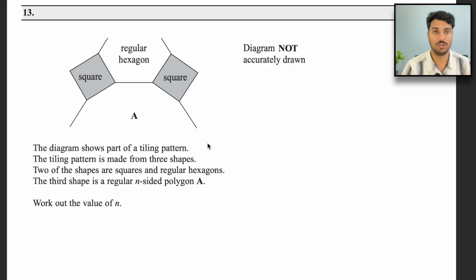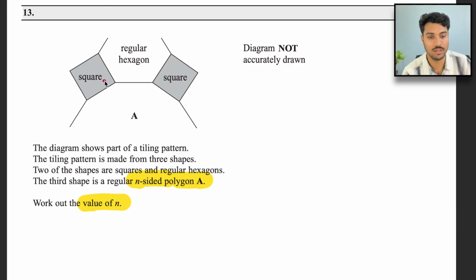Now the last question of this video, and then I have one more challenge question. So let's try this and then we are done with the video. Question number 13, it says the diagram shows a part of a tiling pattern. The tiling pattern is made from 3 shapes. 2 of the shapes are squares and regular hexagons. This square, regular hexagon. And the third shape is a regular n-sided polygon A. And we have to again work out the value of n, the number of sides.